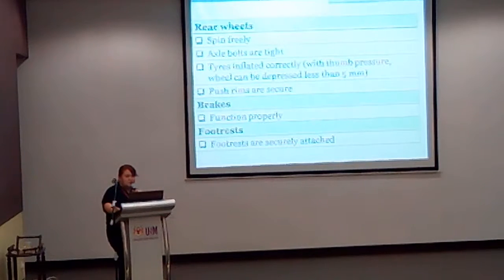Axle box bolts are tight. Tire inflate it correctly. Kan, maksudnya kita tekan tu is less than 5 mm. This means angin tu cukup lah. Okay, push rims are secure and there is no sharp edge lah macam tadi. Okay, brakes function properly, and then footrests are securely attached.